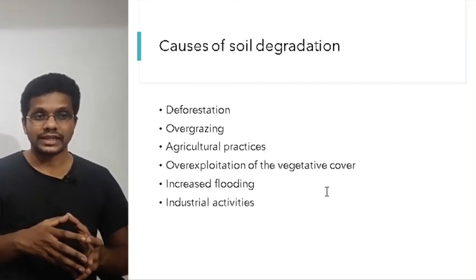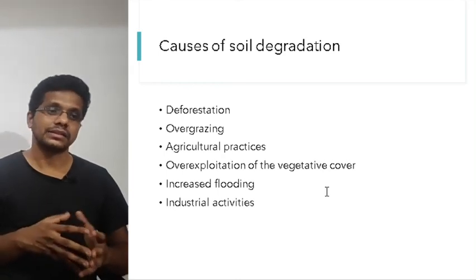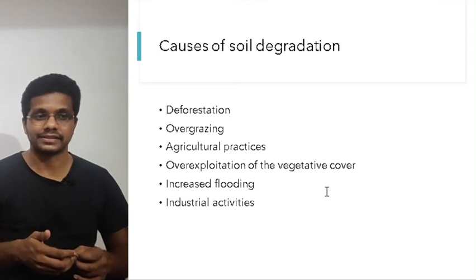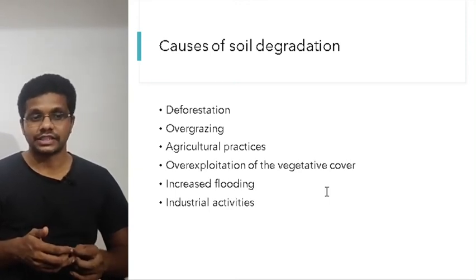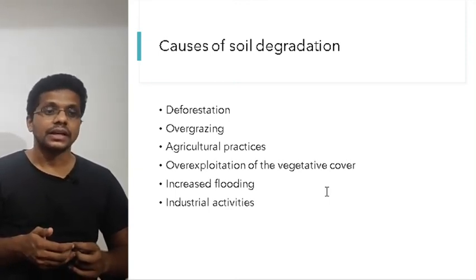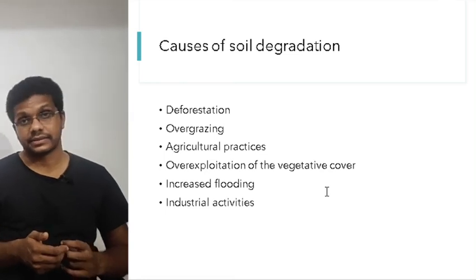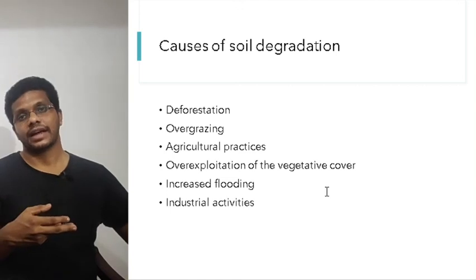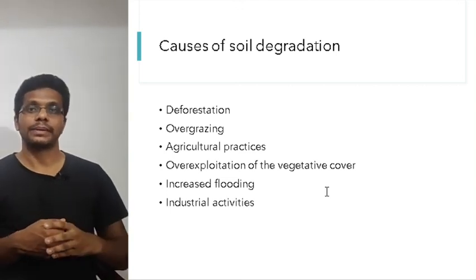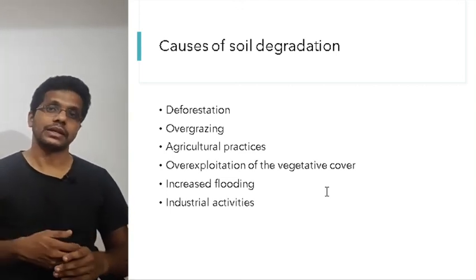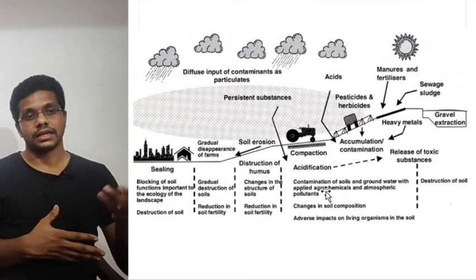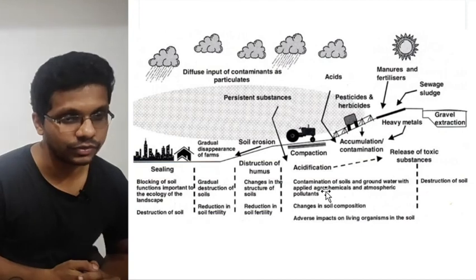The causes of soil degradation can be again pointed out: deforestation, overgrazing, agricultural practices, overexploitation of the vegetative cover, increased flooding, or the industrial activities. These worsen the soil conditions, which is actually complementing the natural process of soil degradation. And this figure is actually summarizing all causes of soil degradation.